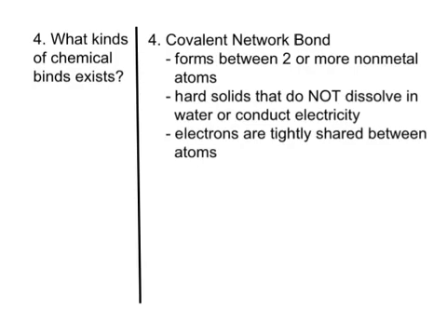Our last kind of bond that we're going to talk about is what's called a covalent network bond. And again, it's a covalent bond, so it's very similar to the molecular covalent bond, where it forms between two or more non-metal atoms. Now, the difference is that covalent network bonds form between hard solids that cannot be dissolved. Right, so it's a covalent bond between two or more non-metal atoms that are so tightly packed together, so strongly held together that not even water will separate them.